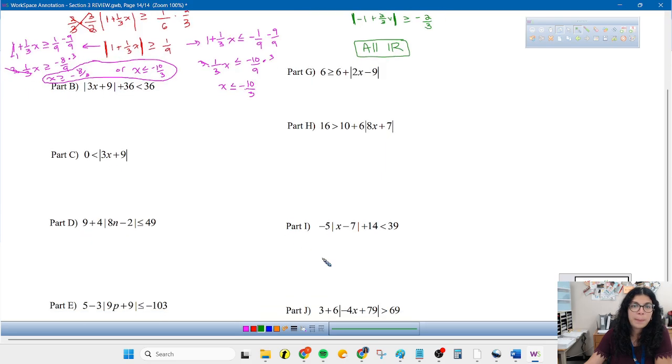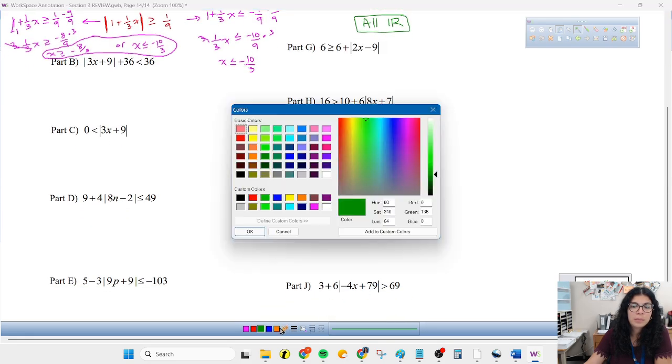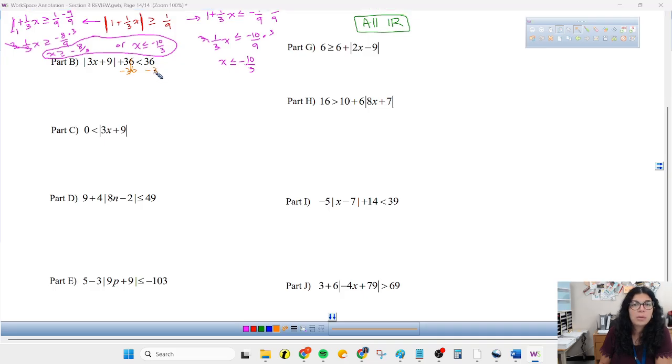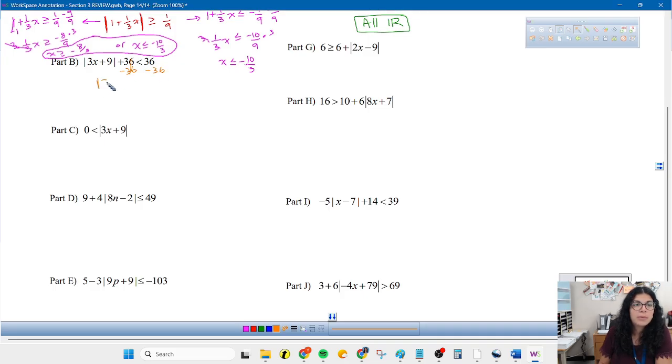All right, let's move on to part B. So on part B, I'm going to go ahead and subtract 36 first to get the absolute value by itself. So now I have absolute value is less than 0. And the absolute value cannot be less than 0. Again, no matter what I put in here, when I take the absolute value, it's going to be a positive number or it'll be 0. So it cannot be less than 0. This would never be able to happen, so this is actually no solution.